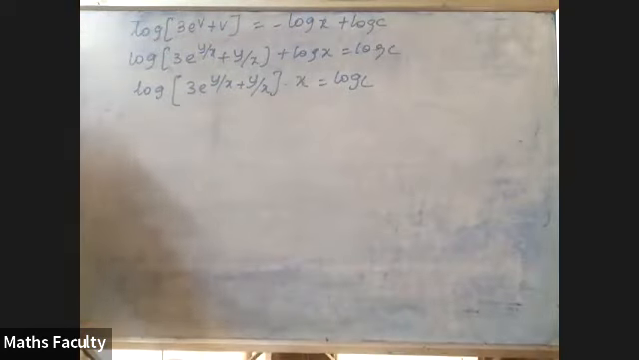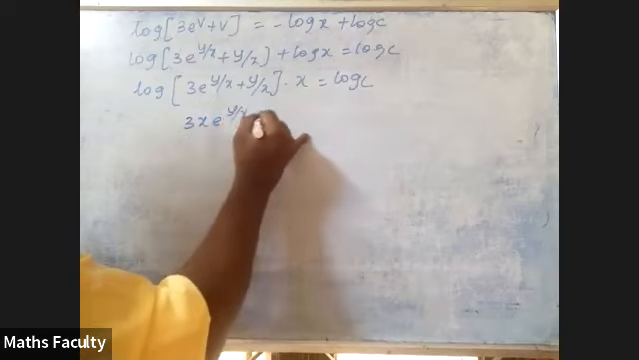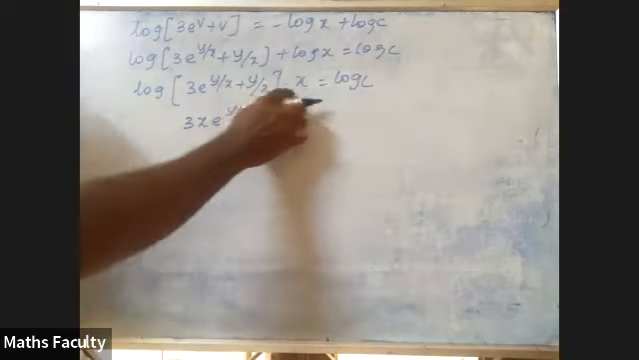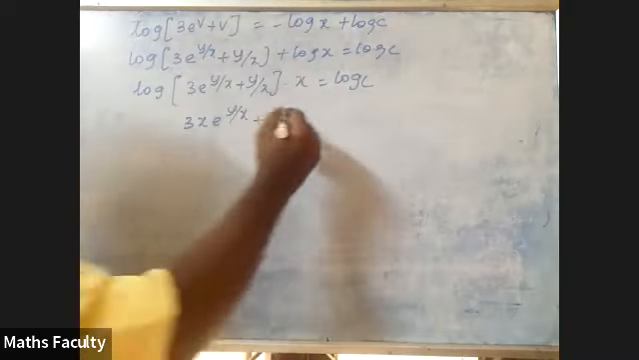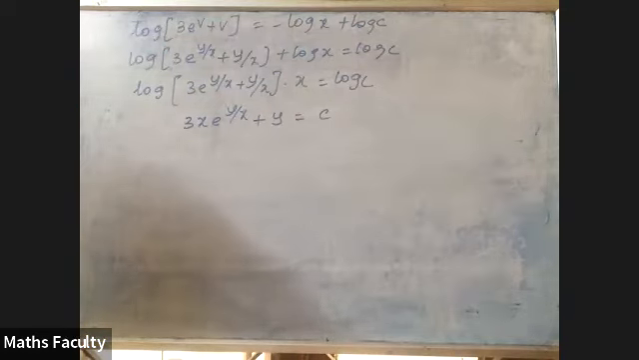What happens? Which is equal to 3x e power y by x plus, differentiating y by x becomes y. The x will get cancelled. Simply we have c, because the logarithm will get cancelled. Now the equation becomes 3x e power y by x plus y equals c.